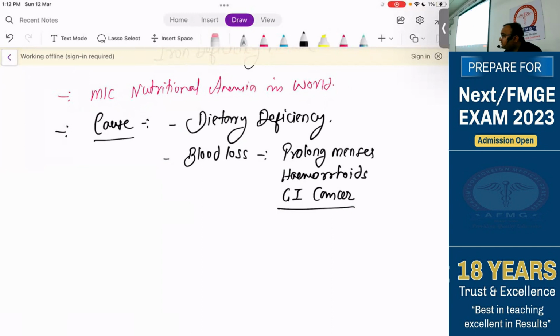GI cancers usually do not produce many significant signs and symptoms. So what will they have? They will have bleeding inside the GI tube, and that will be a small amount of bleeding. So if bleeding continues for 2-3 months, the patient will become anemic.